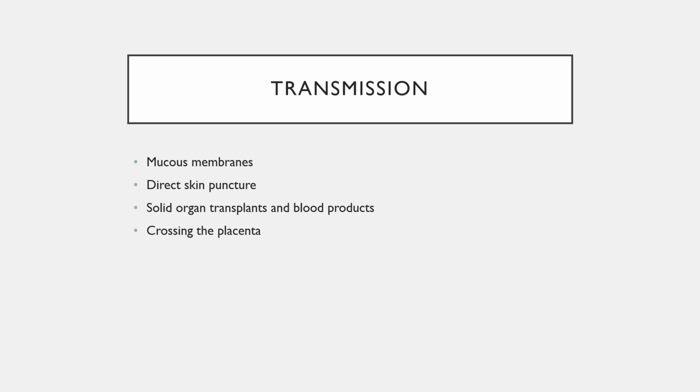A virus can get inside of a host cell through organ transplants. Hepatitis B or HIV are examples of those types of viruses. And then finally, there are some viruses that can actually cross the placenta. Viruses that can cross the placenta are CMV, measles, and Zika virus.